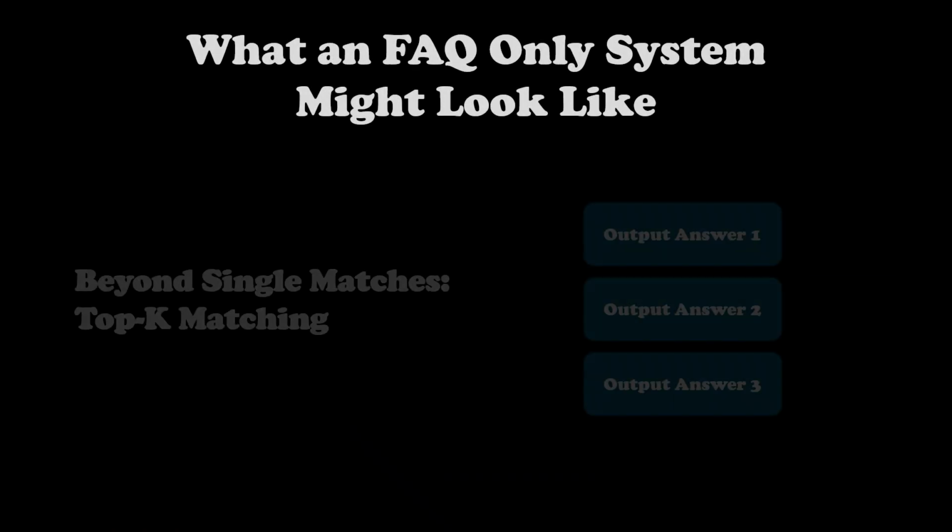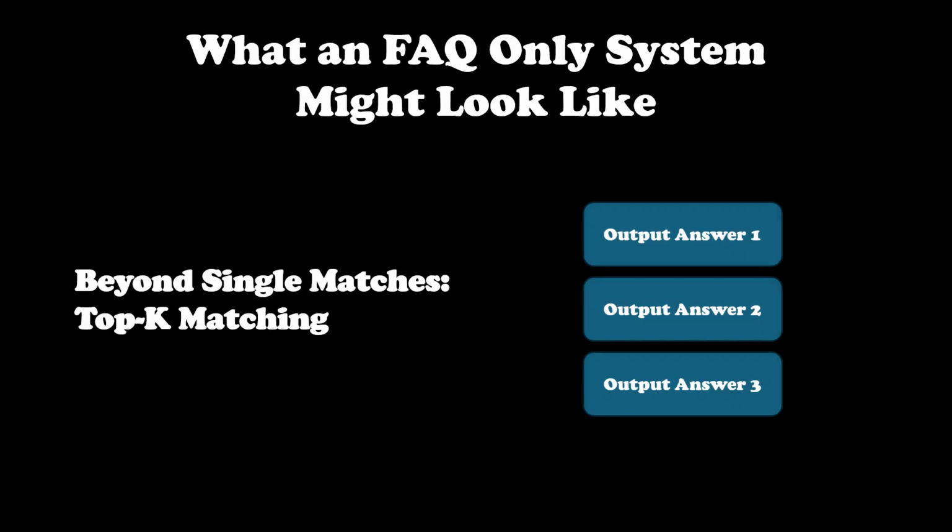Bob is already designed to return the top K matches, even though he currently just uses the best one. This opens up possibilities like letting users choose the best match from multiple options and tracking selections to improve the FAQ over time. That's a nice improvement path for an FAQ-only system.